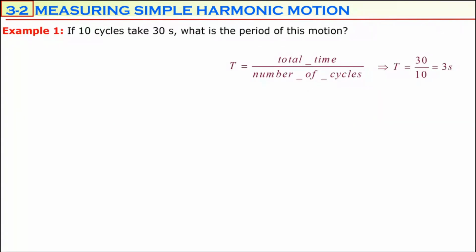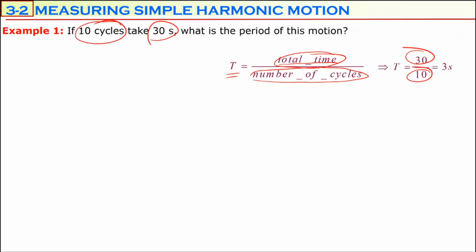If 10 cycles take 30 seconds, what is the period of this motion? So there is an equation you can use. Period can be calculated by total time divided by number of cycles. What is total time in here? 30 seconds. Write 30 in here. How many number of cycles are there? 10 cycles. Write it in here. 30 divided by 10 is 3 seconds. So these vibrations, one cycle is completed in a time which is equal to 3 seconds.